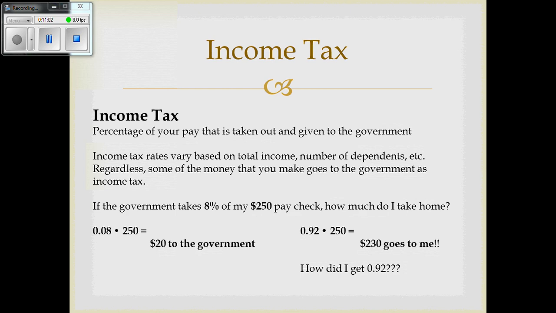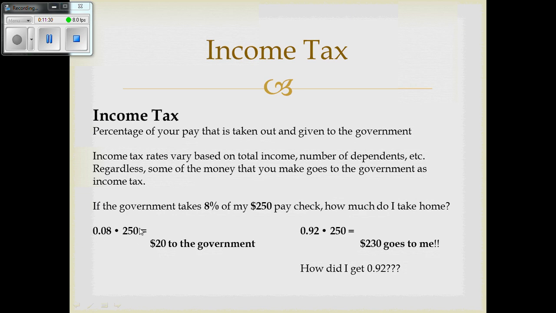Income tax is a percentage of your pay that is taken out and given to the government. Income tax rates vary based on total income, number of dependents, etc. Regardless, some of the money that you make is going to go to the government as income tax. For example, if the government takes 8% of my $250 paycheck, how much do I take home?